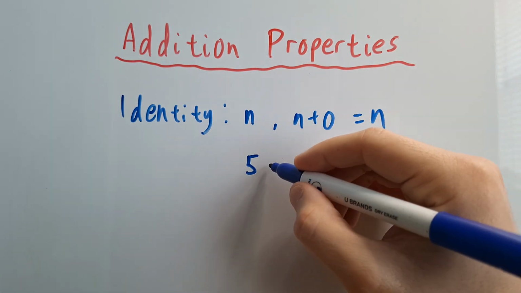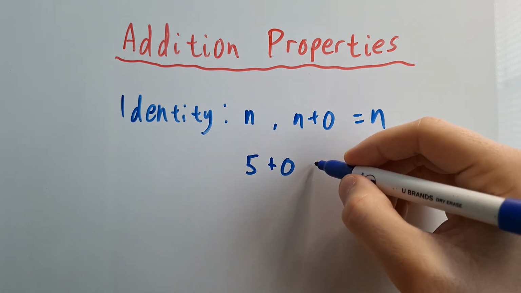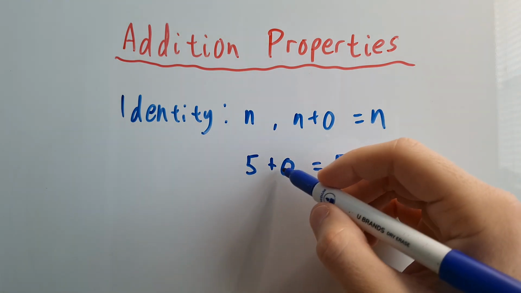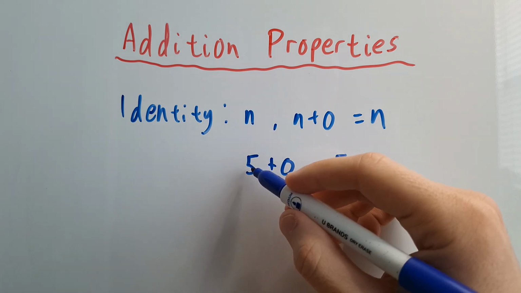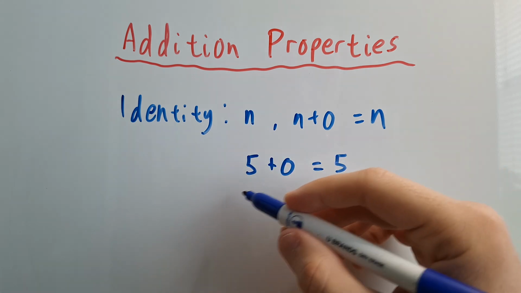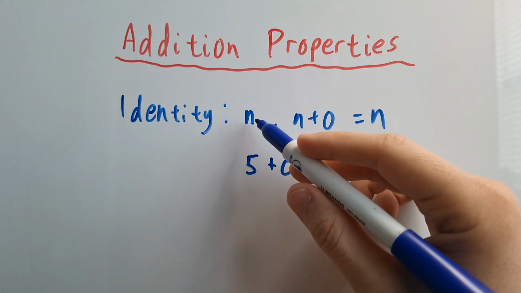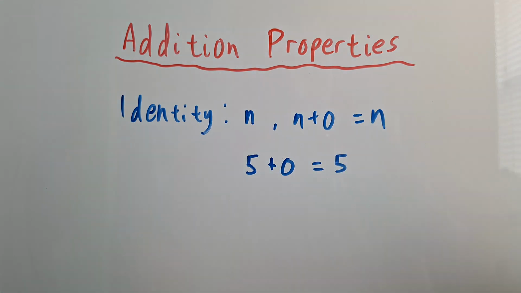An example of this would be 5. You do 5 plus 0, you get 5. You're not adding any value to 5 to make it larger or to make it smaller if you were to add a negative number. But long story short, this works for any number.